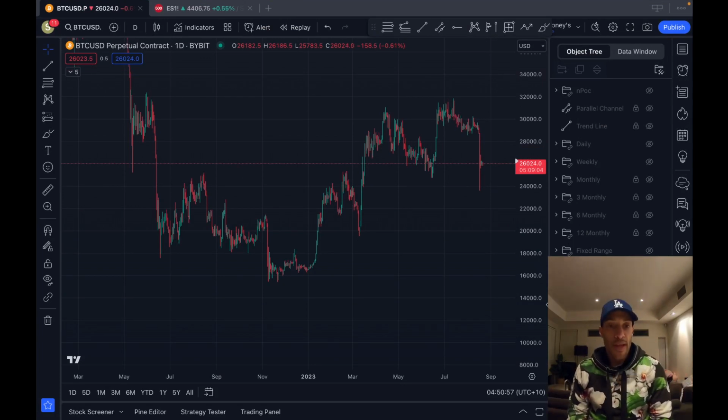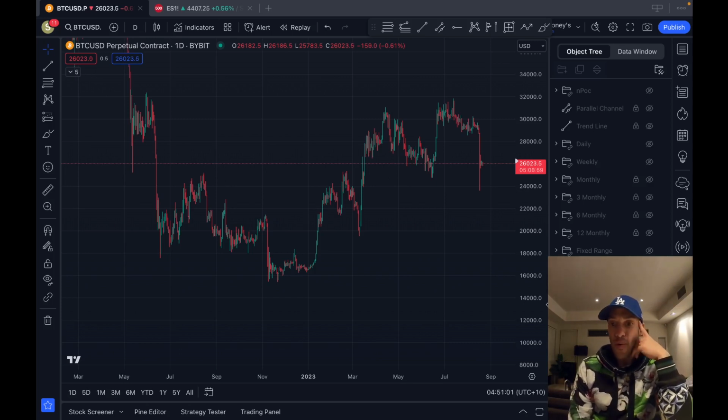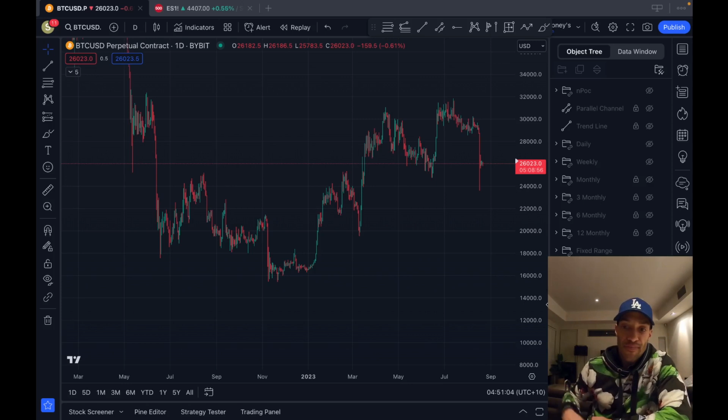What I want to do today is look at high time frames on the Bitcoin chart, and I want to look for areas of confluence, and I want to do this while using the object tree.